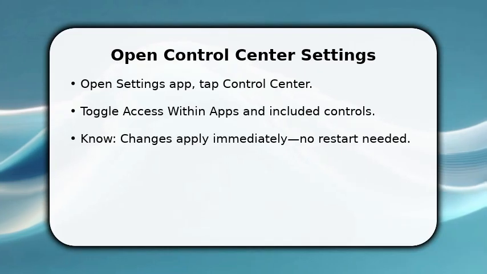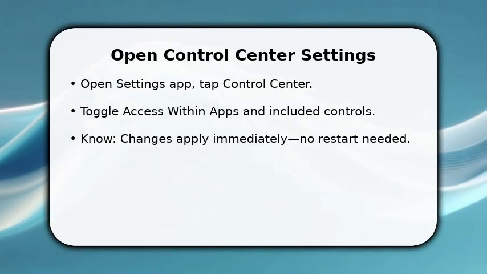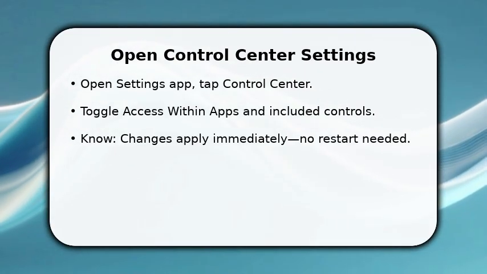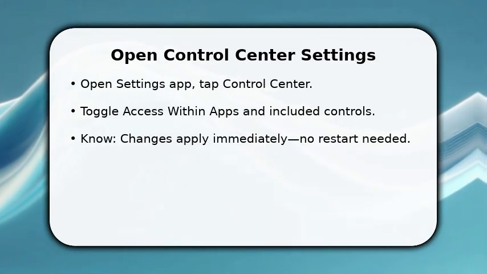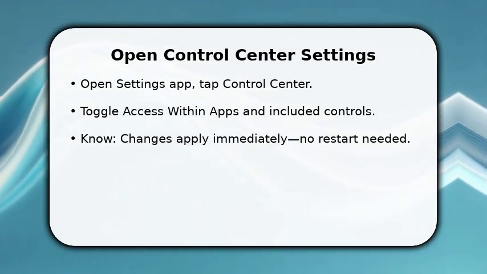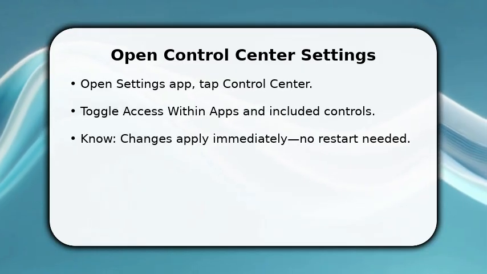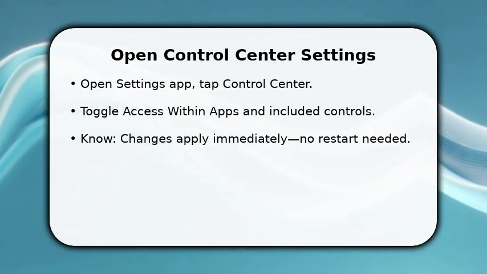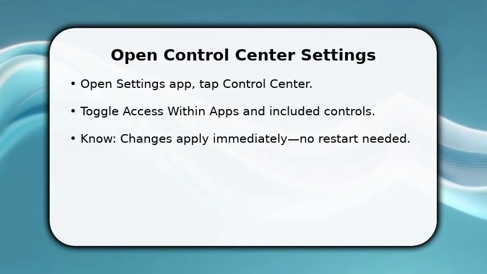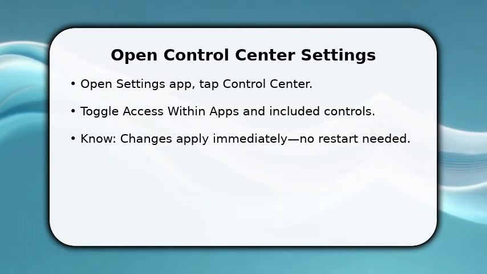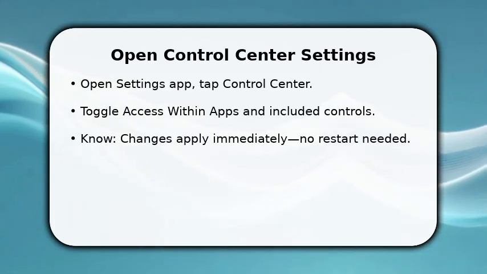Enjoy the video. You start in Settings to reset your control center. Open Settings, then tap Control Center. This is where iOS stores layout and access rules. Once there, disable access within apps if you want to restrict swipes, then review included controls to remove or add items. You're doing this now so the layout reflects what you need.